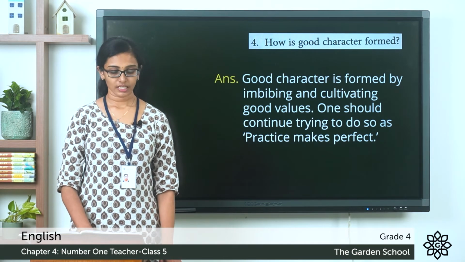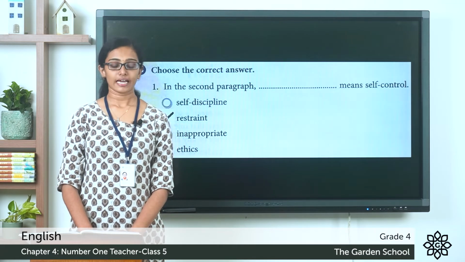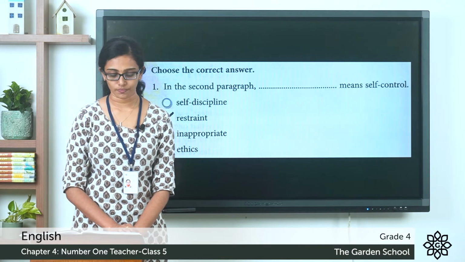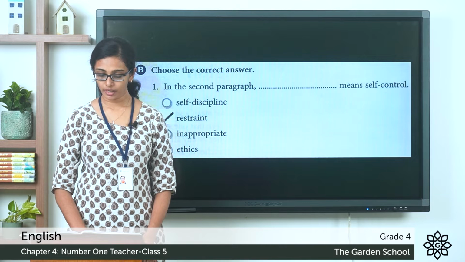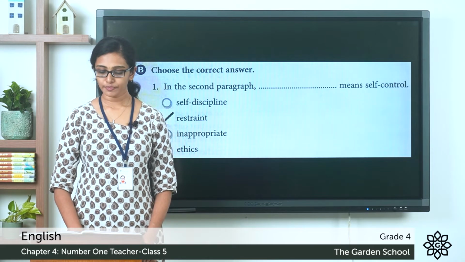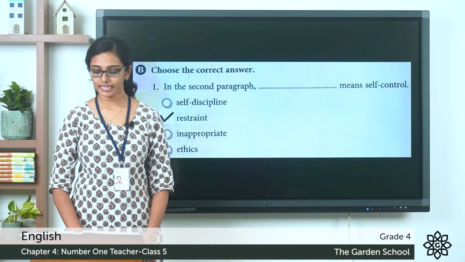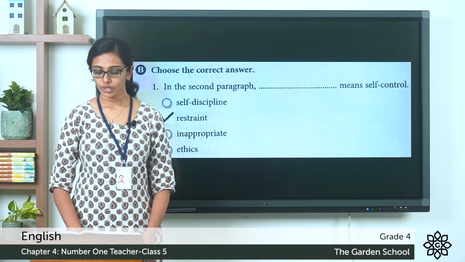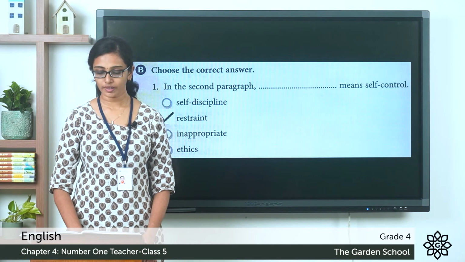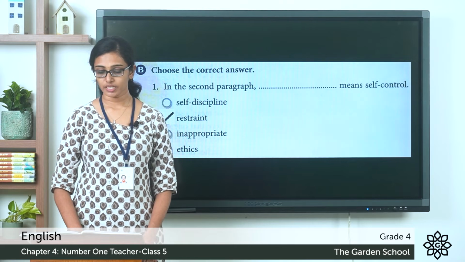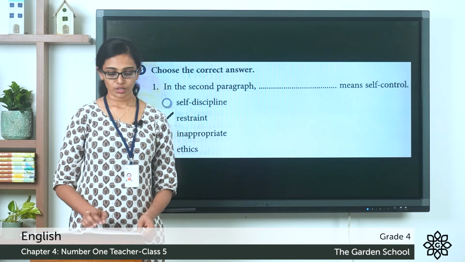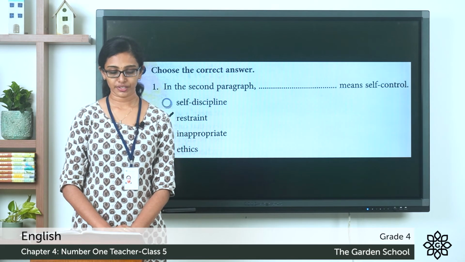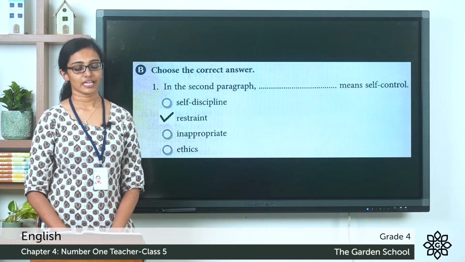Now, the next section of questions is choose the correct answer. And question number 1, in the second paragraph, dash means self-control. You can look into your textbook, page number 71, paragraph number 2. Having principles also involves following certain ethics, restraint and self-discipline. So even if you want to help a friend, you will not help him in doing something wrong or inappropriate like missing a class, cheating or copying homework. So from the second paragraph, what do you think is the correct answer? Restraint means self-control.